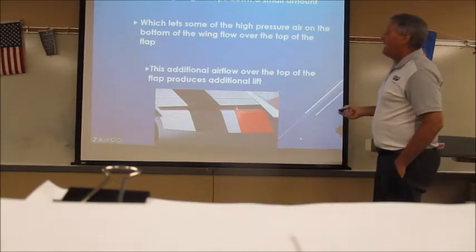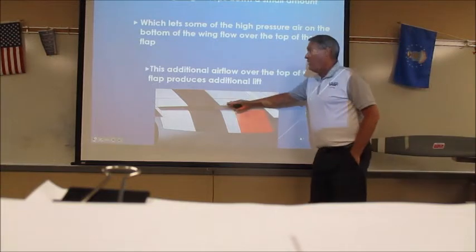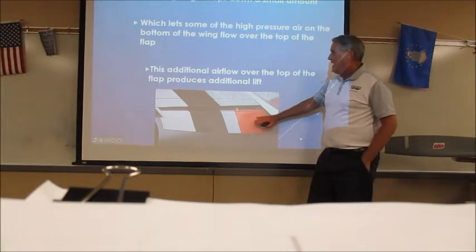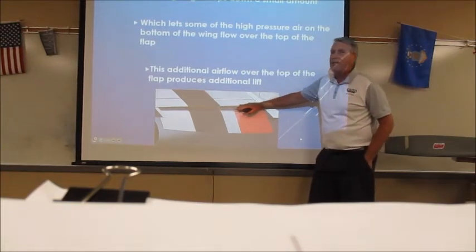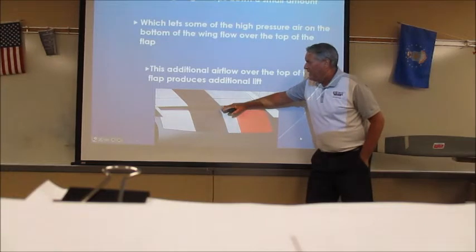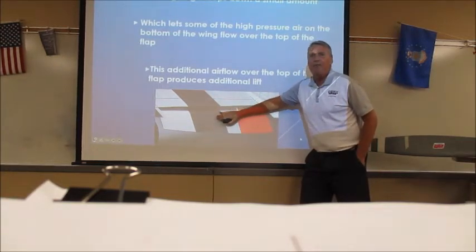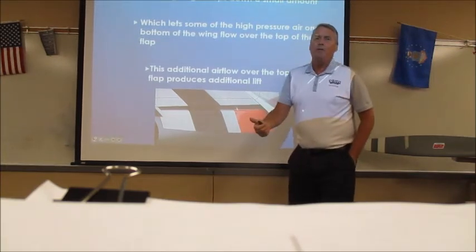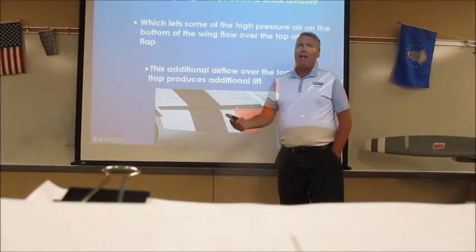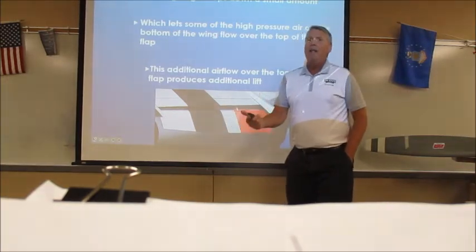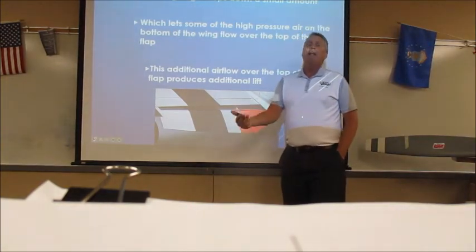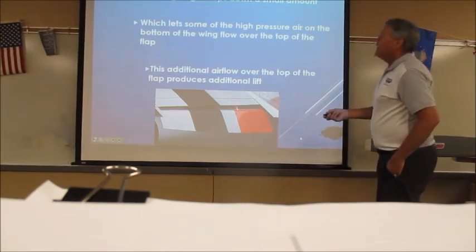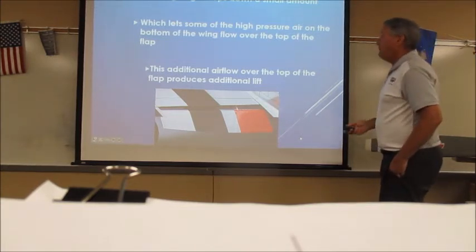Here's the slotted flap right here. It's not part of the wing. But what's unique about this is it lets some of that high energy air that's coming from under the wing come across the top of the flap and increase the velocity of the air. And according to Daniel Bernoulli, if you don't change the energy in the fluid, which is the air, if the velocity of the fluid increases, pressure decreases. So there is our slotted flap.